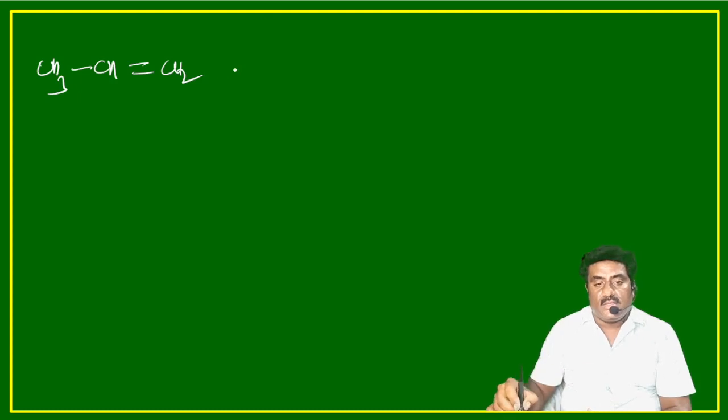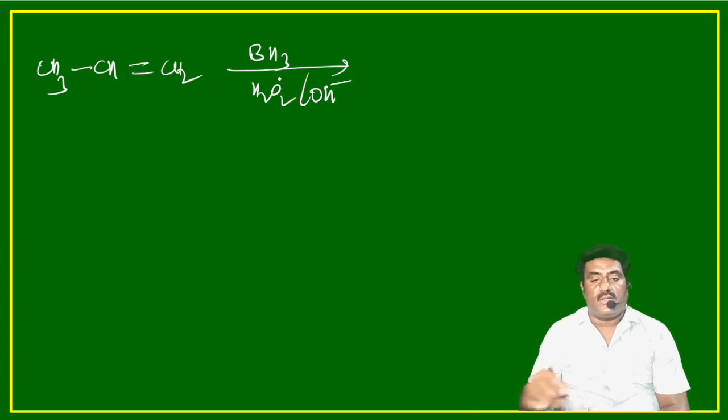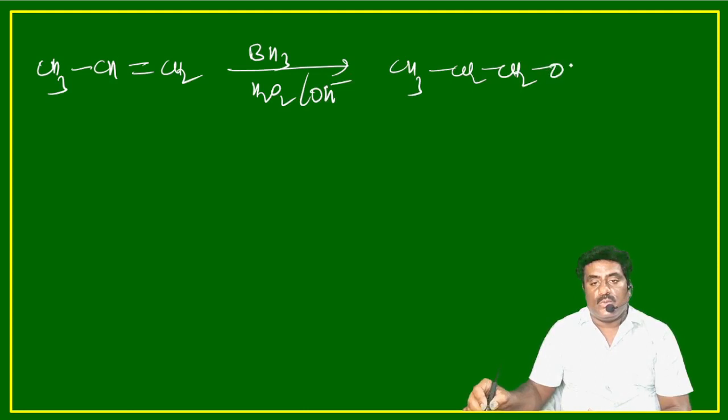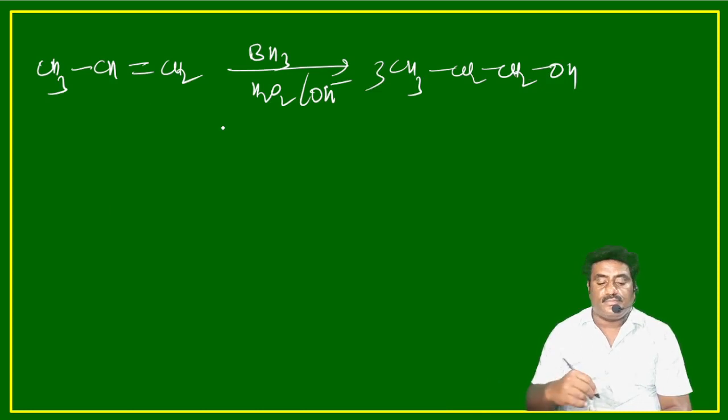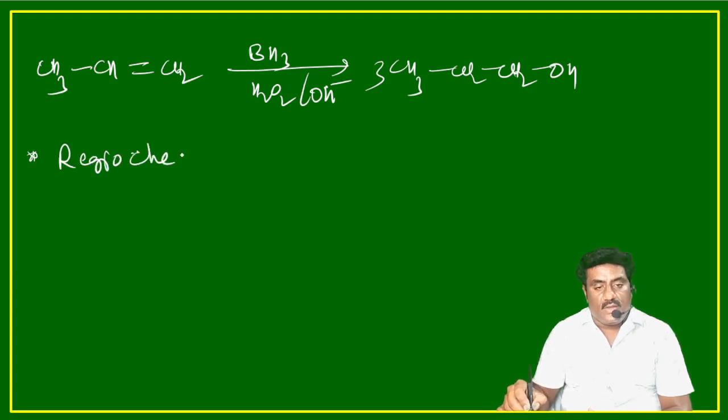Let's take an example: CH3 CH double bond CH2 in presence of BH3, H2O2 and OH minus. What is the product? Very simple, CH3 CH2 CH2 OH. It is 3 moles. This is the regiochemistry of hydroboration.